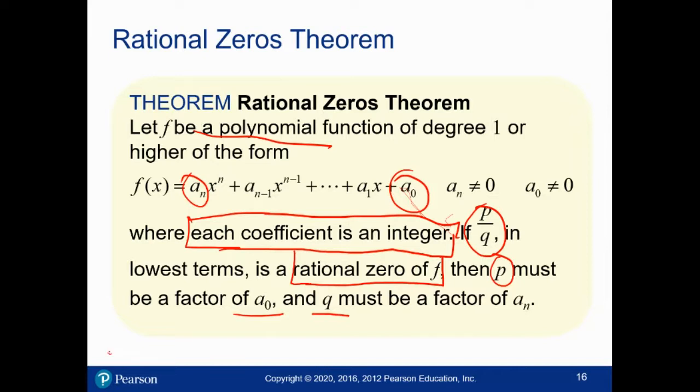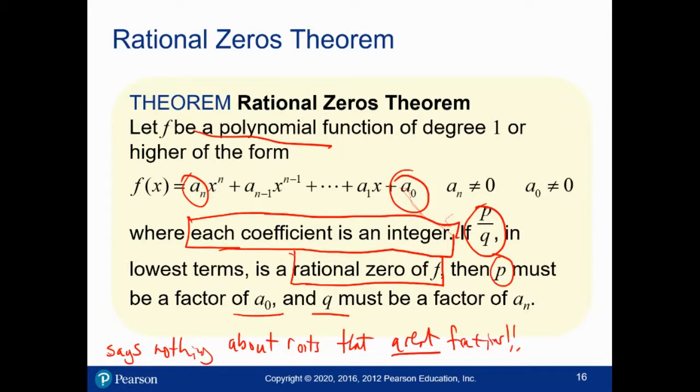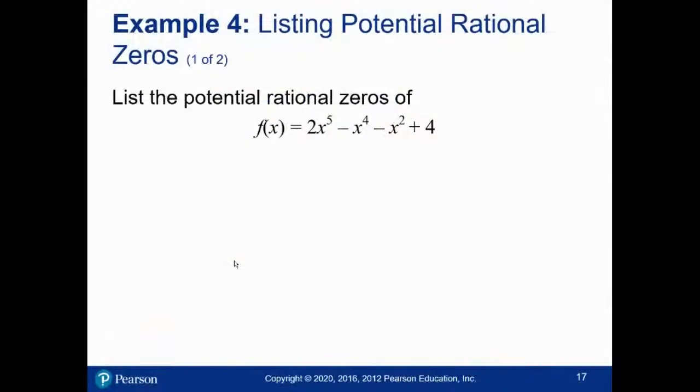Notice this says nothing about roots that are not fractions. It just says if there is a fractional root, then it has to look like a certain thing. If a root isn't a fraction, oh well, this doesn't say anything. So let's apply this theorem to the following polynomial.